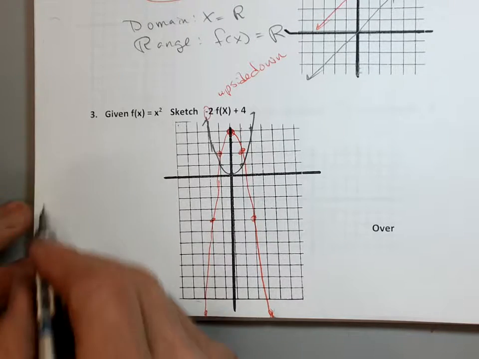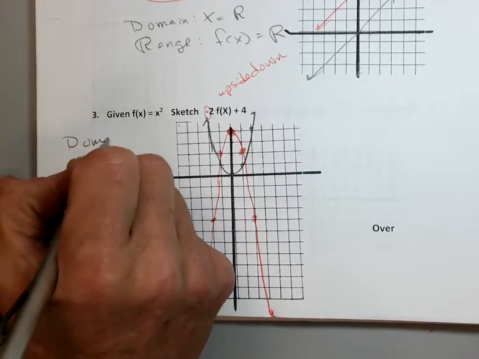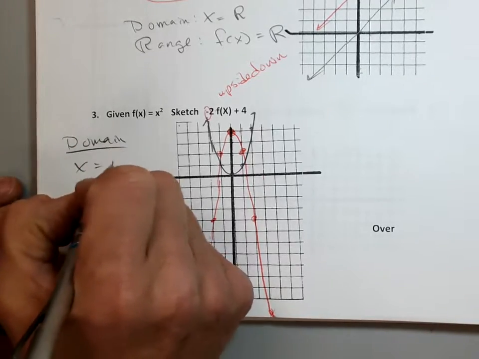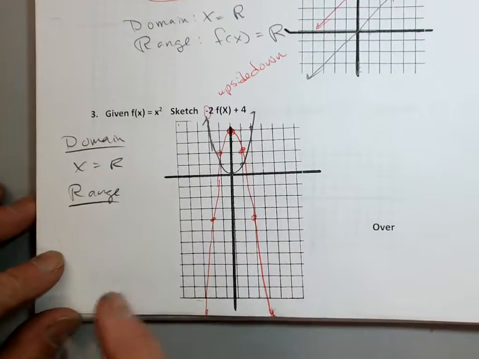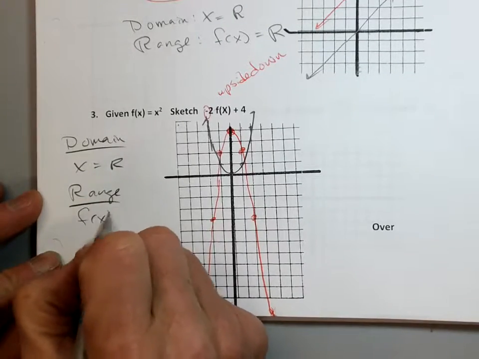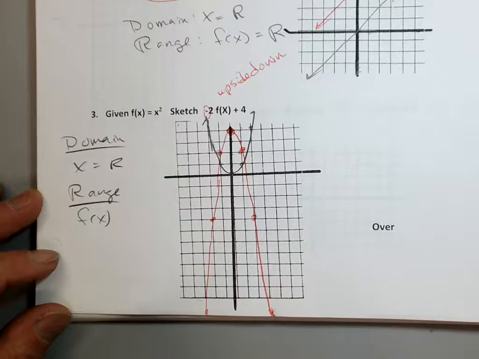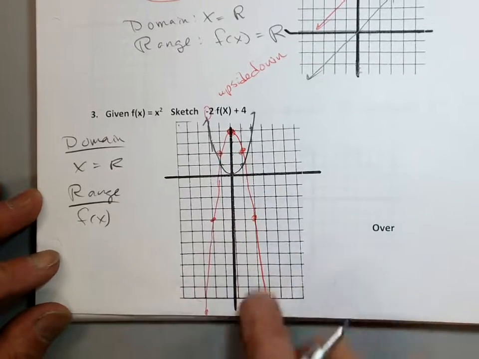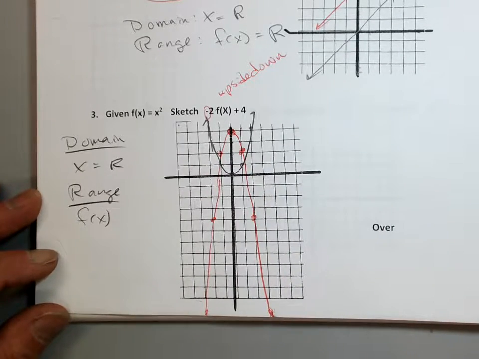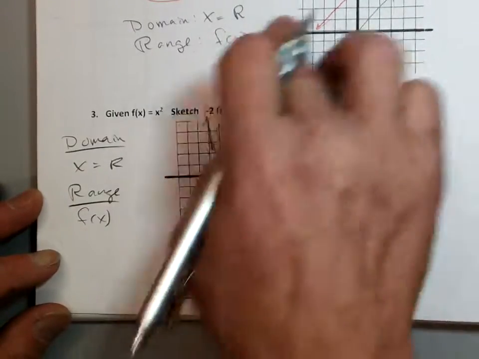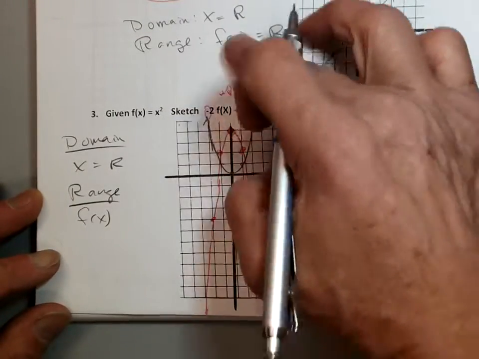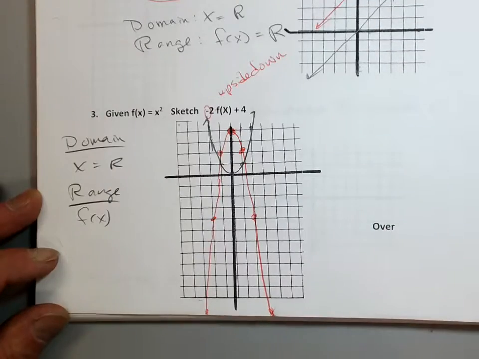Okay, domain. What's the domain, you guys? X equals all real numbers. And what's our range? F of x is, what's our range? Nope, because there's nothing up here. This graph doesn't exist up here.